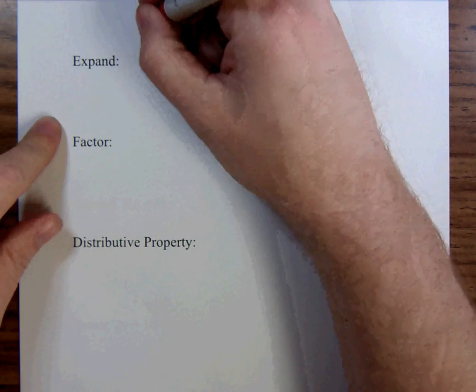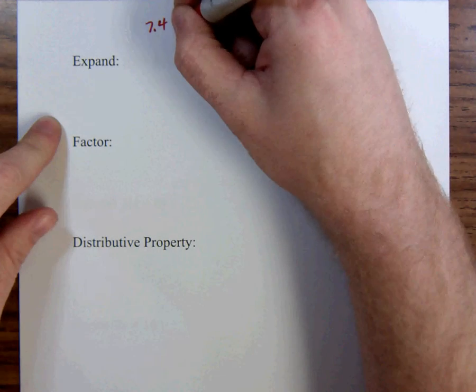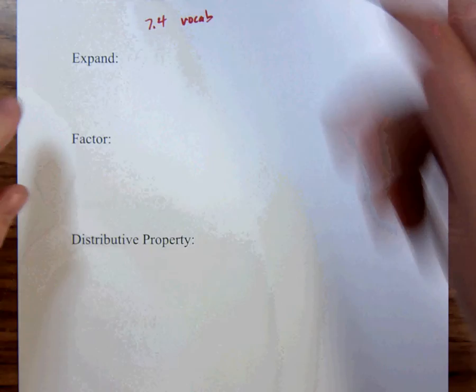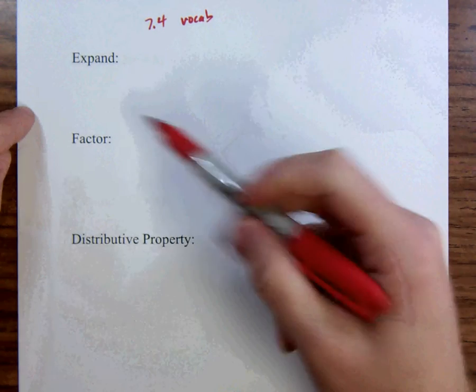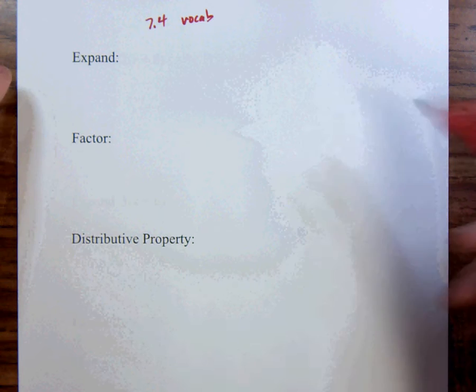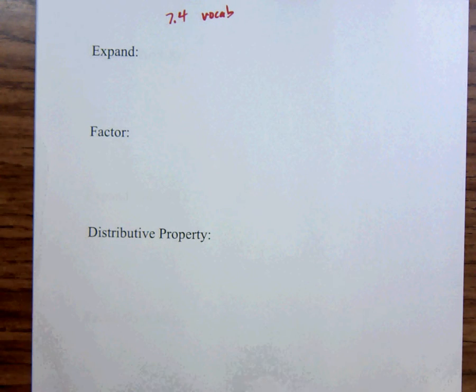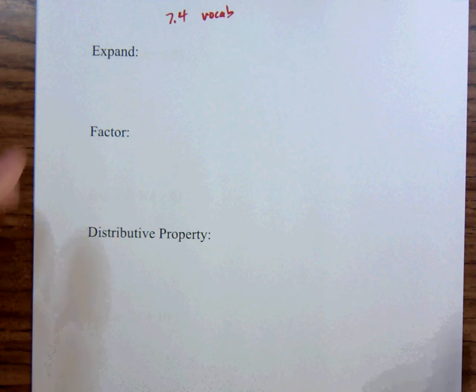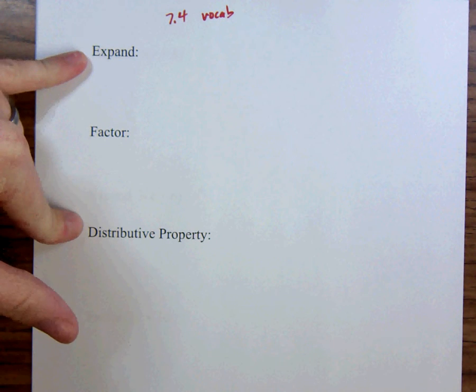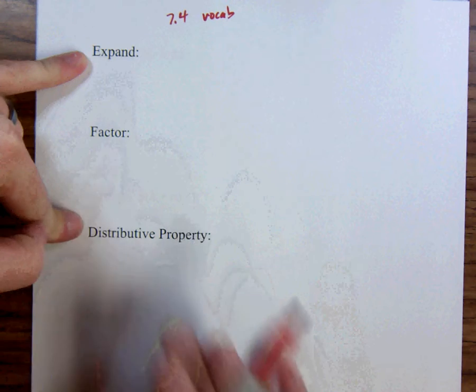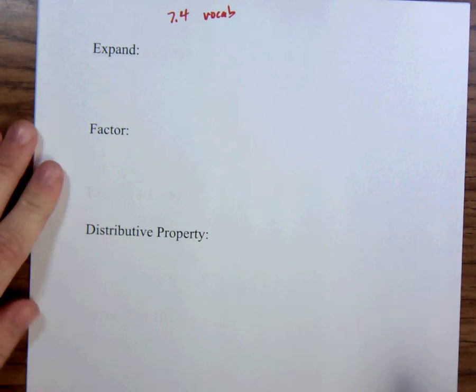Today, we are doing 7.4 vocabulary. We're going to talk about three terms: expanding, factoring, and the distributive property. And what you'll notice is these are kind of words that mean the same thing. These are opposites, but these kind of mean the same thing. You expand by using the distributive property. But let's get into it.